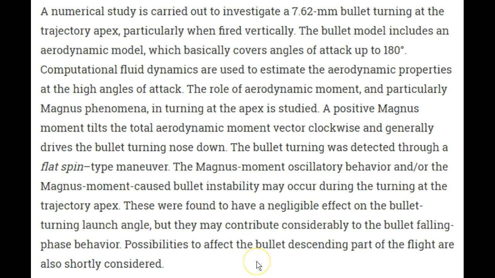These were found to have negligible effect on the bullet turning launch angle, but they may contribute considerably to the bullet falling phase behavior, possibly affecting the descending part of the flight at short length. What the? Really? Okay, somebody will get that and explain that maybe.